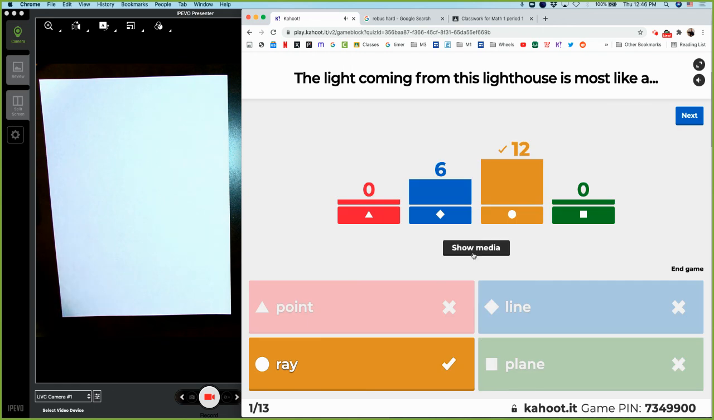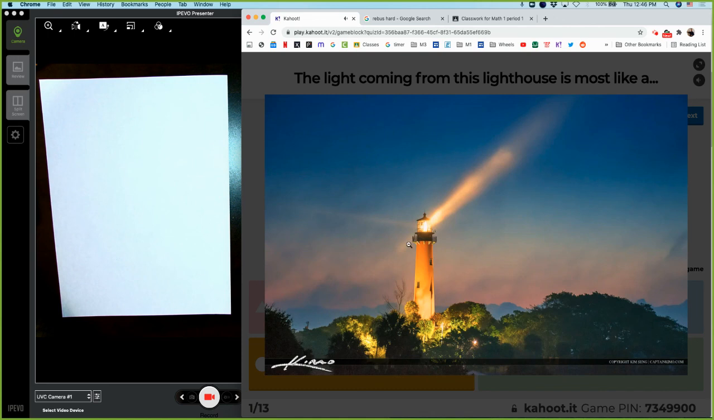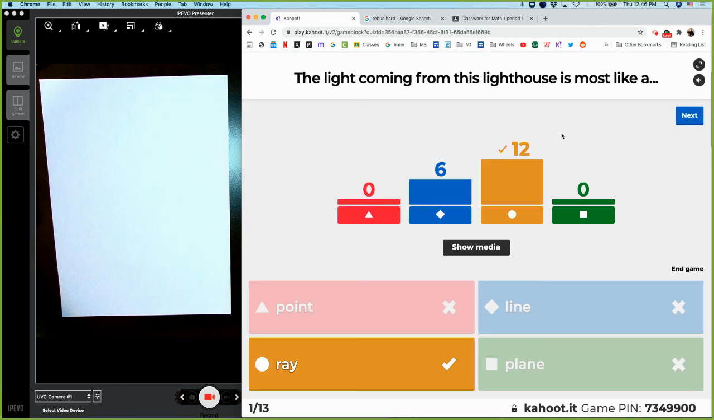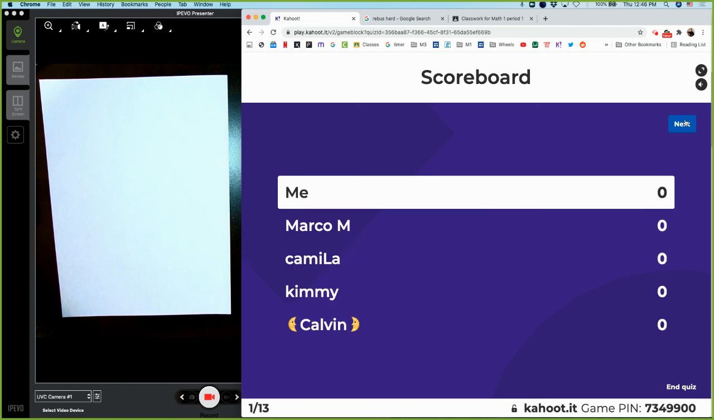Okay, I think I know why people said line. Let's look close. It looks like it's kind of going out the back too, but that is just residual light with the lens. If you think about what a lighthouse is, it has a starting point, an endpoint, and it goes out in one direction. So that's why the most likely answer is ray. This is just a check for understanding. This isn't a graded assignment.